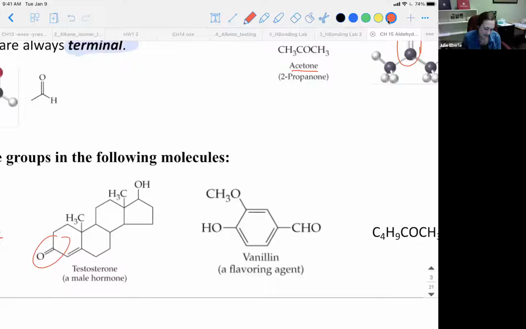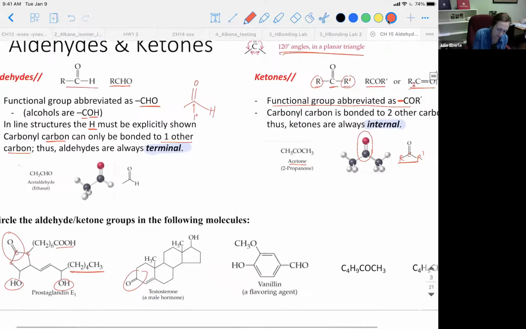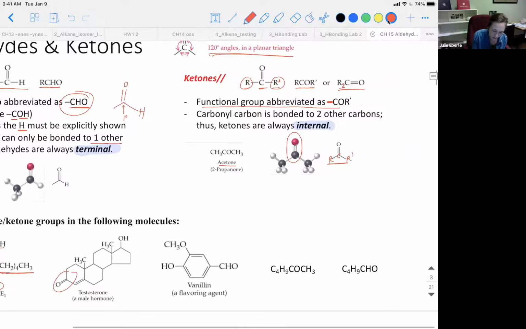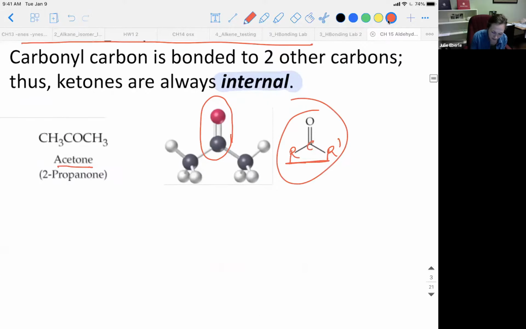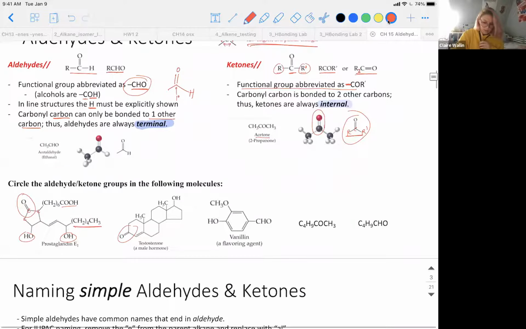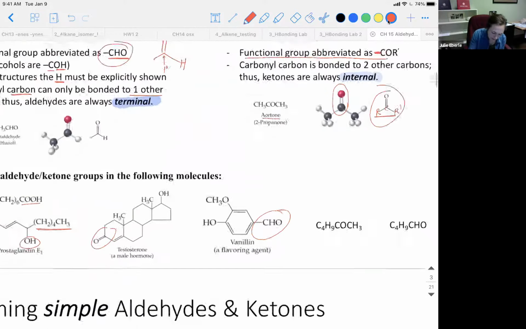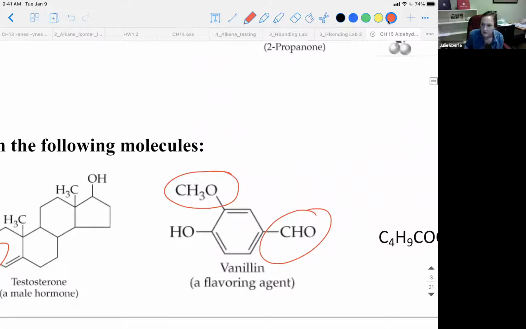Okay, vanilla. Anybody see an aldehyde or a ketone on here? You're looking for, remember, CHO or something like this, since a lot of these are line structures. There's an aldehyde. Yeah, that's what I was gonna say, Cameron. Got it. Yeah, right here. There's the aldehyde. I know we're not talking about this, but what is this right here? Anybody recognize that?